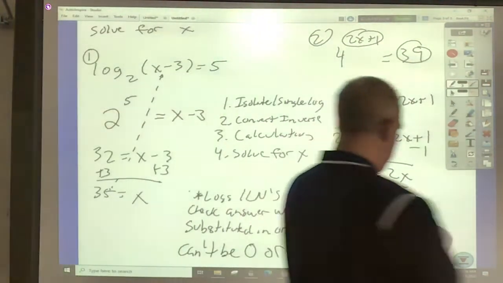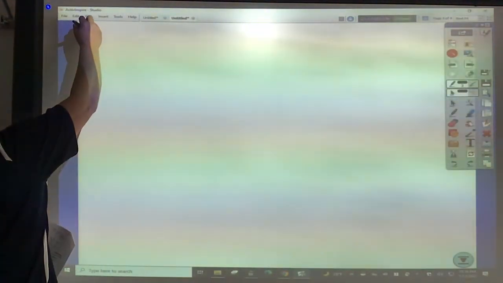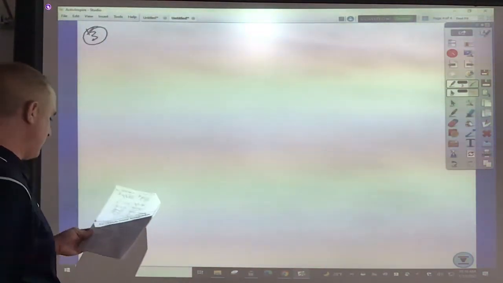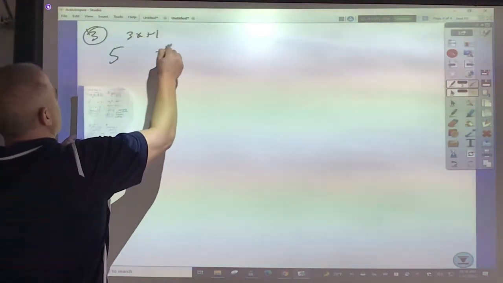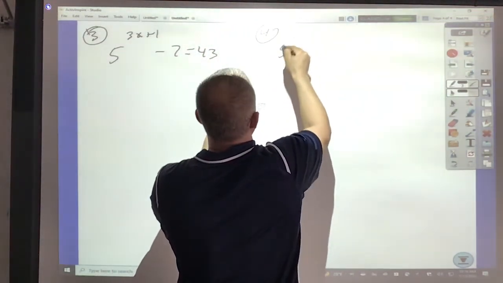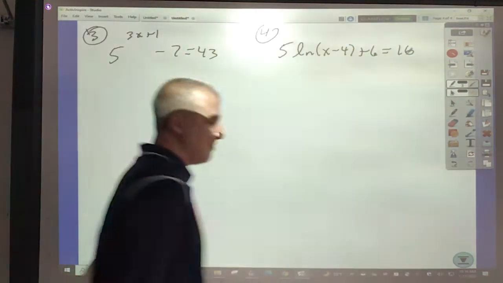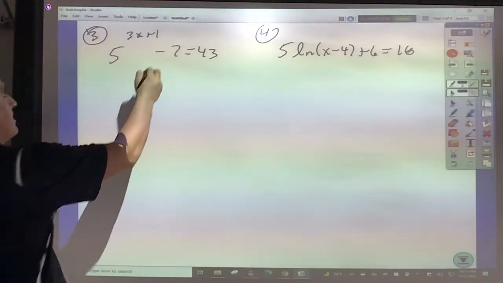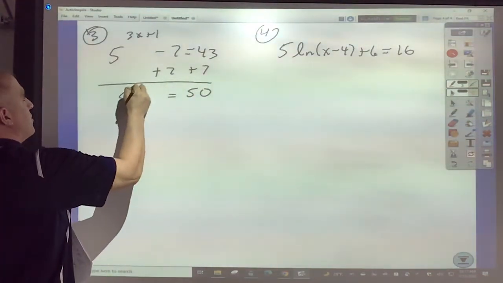All right, now let's do some ones that involve some isolation-based stuff. So let's go 5 to the 3x plus 1 minus 7 equals 43. And then let's talk about 5 natural log of x minus 4 plus 6 equals 16. Okay? So what you're going to want to do is you notice here, this is not by itself. So I got to get this 7 away. That's going to be by adding. So that's going to be 50 equals 5 to the 3x plus 1.